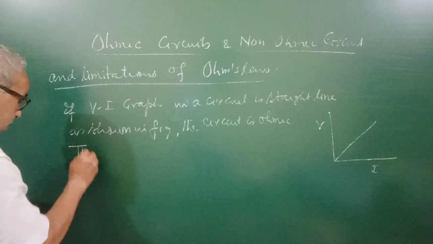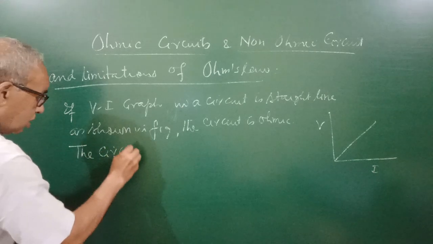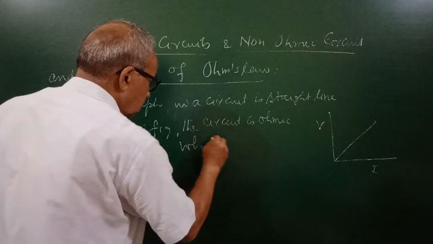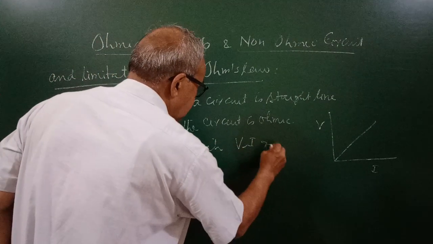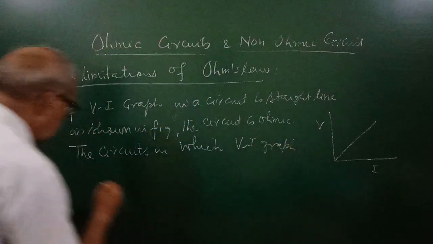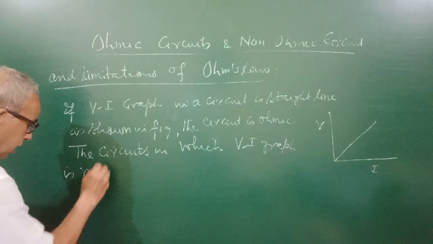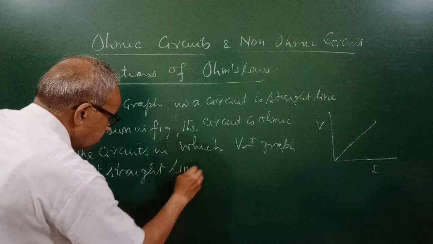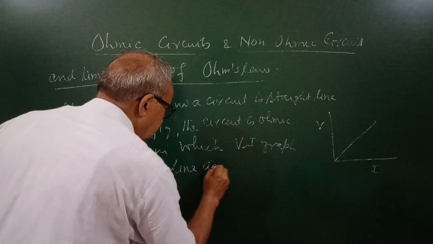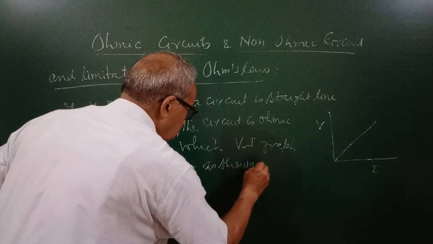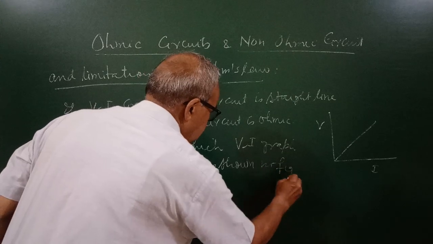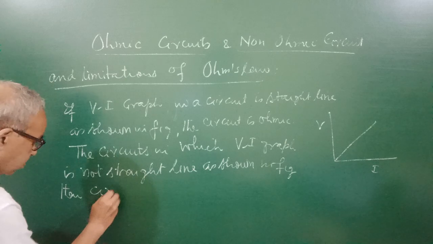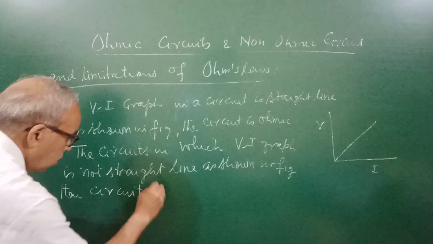And the circuits in which the VI graph is not a straight line, as shown in the figure, then the circuit is non-ohmic.